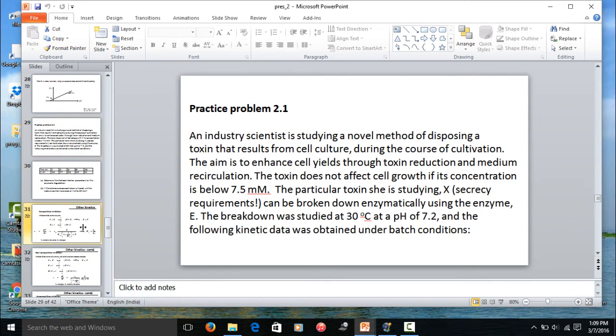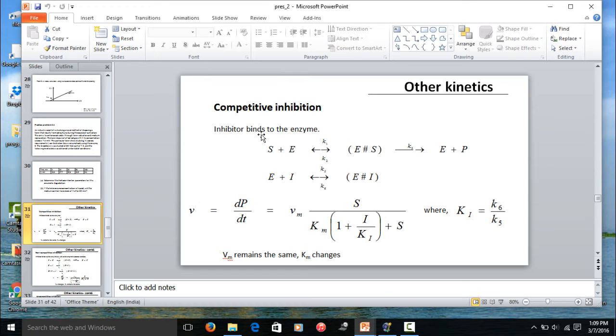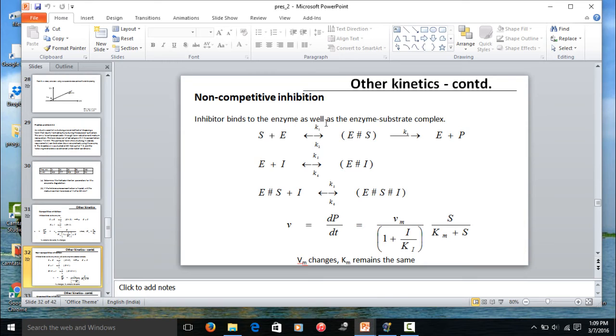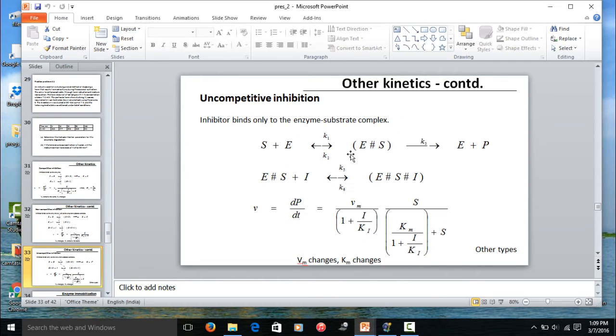Then we looked at other kinetics, especially the inhibition kinetics. We said that there could be three kinds of common inhibitions: competitive inhibition, non-competitive inhibition, and uncompetitive inhibition. In the competitive inhibition, the inhibitor binds to the enzyme and thereby inhibits the rate of the reaction. In the non-competitive inhibition, the inhibitor binds to the enzyme as well as the enzyme substrate complex and inhibits the reaction. In the uncompetitive inhibition, it binds only to the enzyme substrate complex and inhibits. And in these three cases, the Vms and Kms change. Only Vm changes for competitive, only Km changes for non-competitive, and Vm and Km change for uncompetitive.